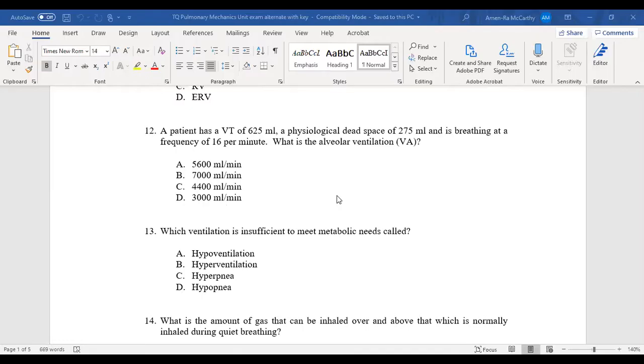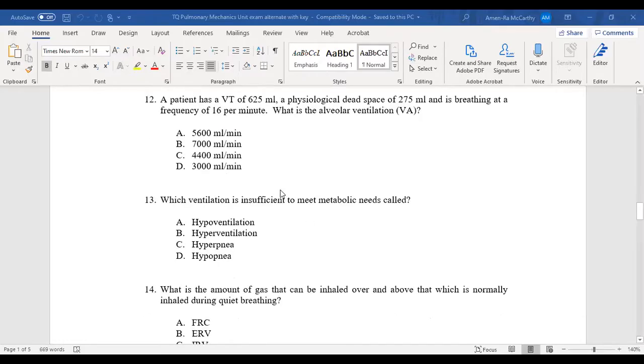All right. Alveolar ventilation is frequency times tidal volume minus dead space. In this case, we have a tidal volume of 625 and a dead space of 275. So you got to do 625 minus 275 gives you 350. Then you take that 350 times 16, his frequency is 16, and you get 5,600. If you did 0.350 times 16, you would have got 5.6 liters. So it's either 5.6 liters or 5,600 milliliters. That's how you do it.